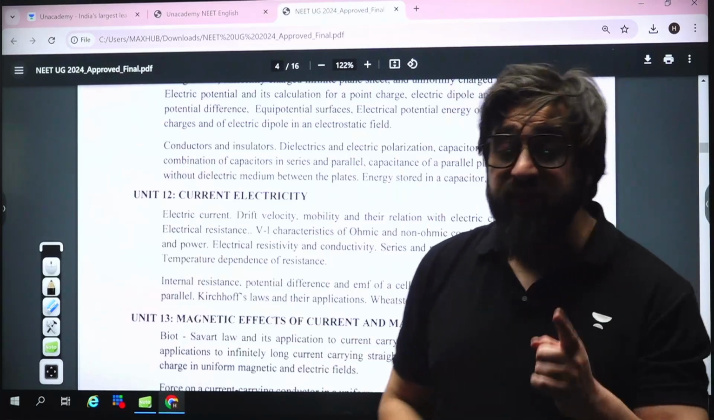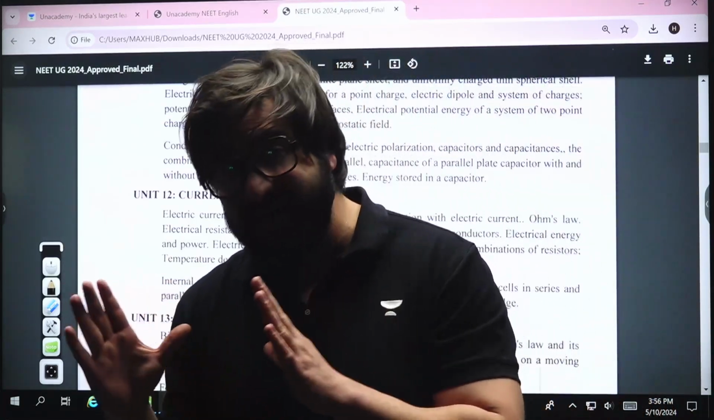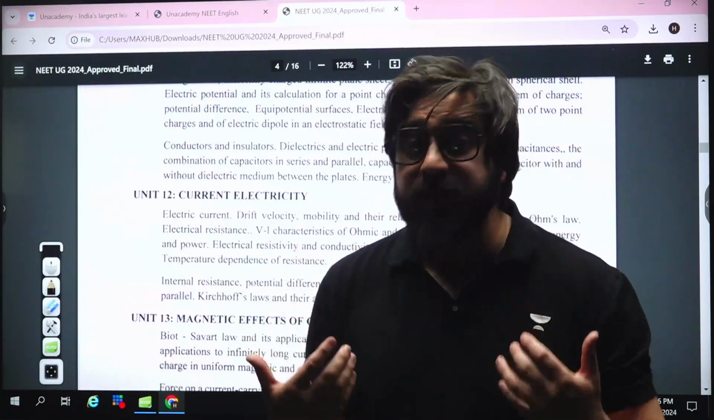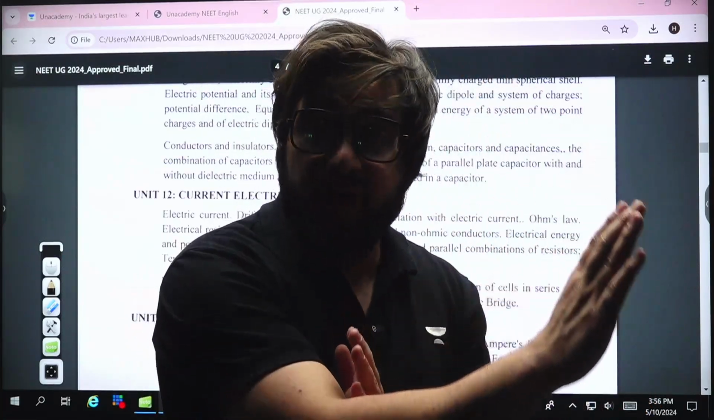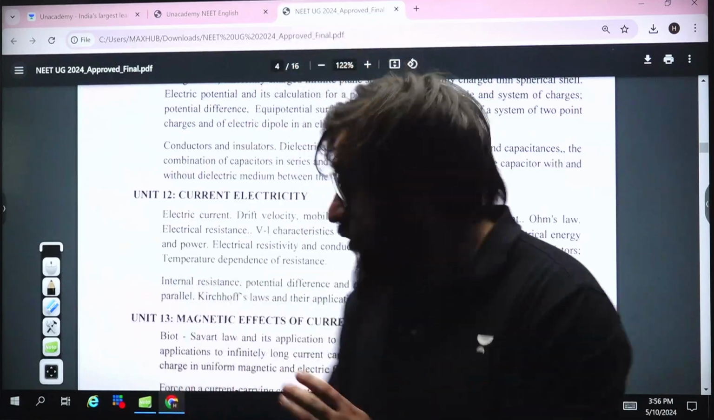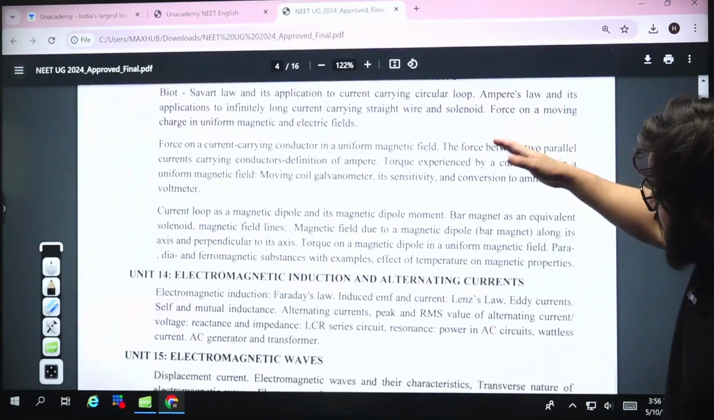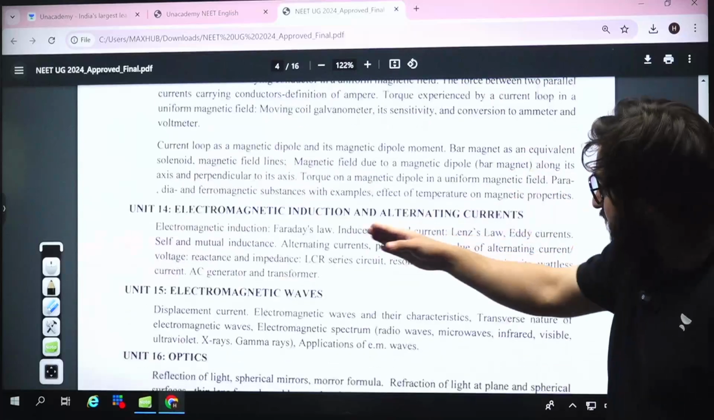And my dear friends, when it comes to the potentiometer, they had deleted it previously. But this time I'll be telling you what we are going to do so that we will be on the safer side. Okay. Then we have got the magnetic effects of current and magnetism. So we say EMI and AC.